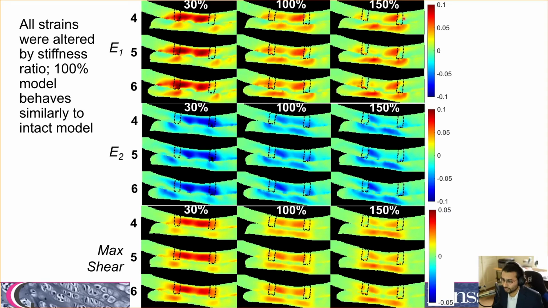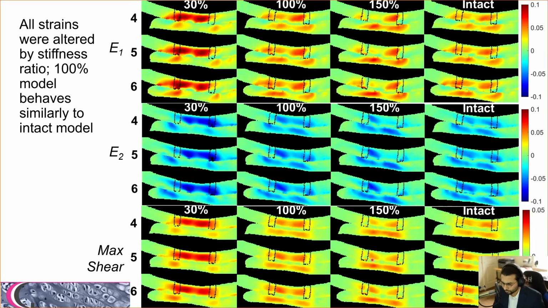In the 150% model, where the repair tissue is far stiffer than the surrounding healthy tissue, we find that the strains are further reduced, but we see a corresponding increase in the tibial strains, but with a further reduction in the repair interface. With our intact model, one that has no actual true repair interface, we find these strains are actually very similar to those of the 100% model. They're a little bit higher, and they don't propagate quite as much across the interface, but we do find that they behave very similarly.